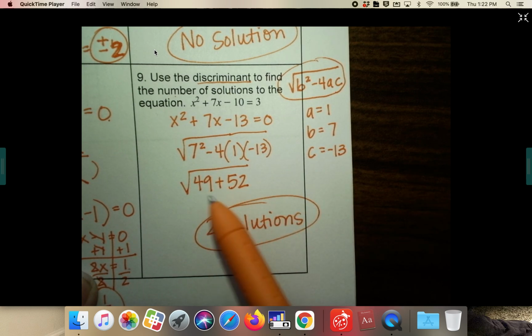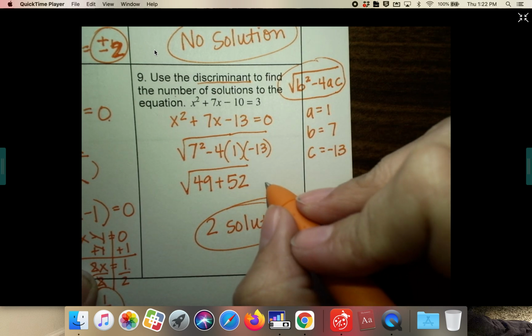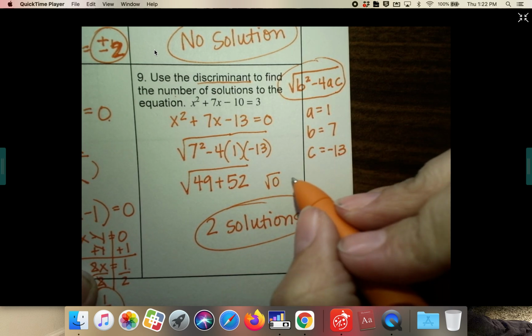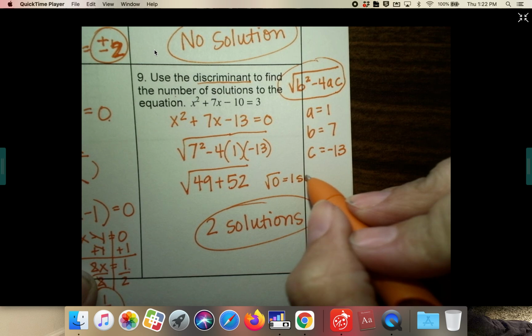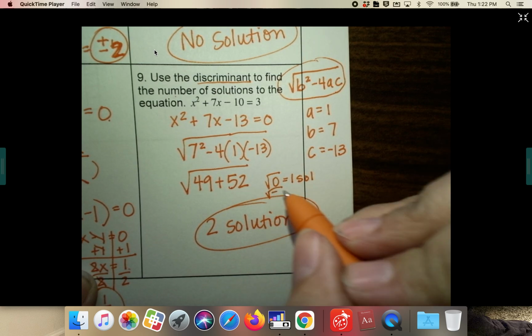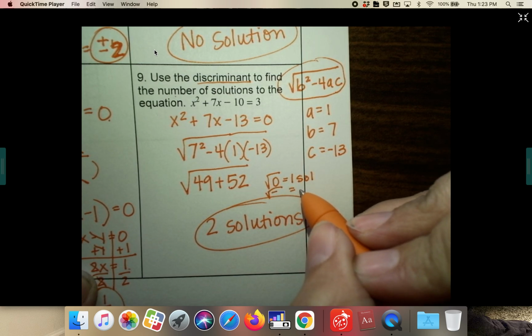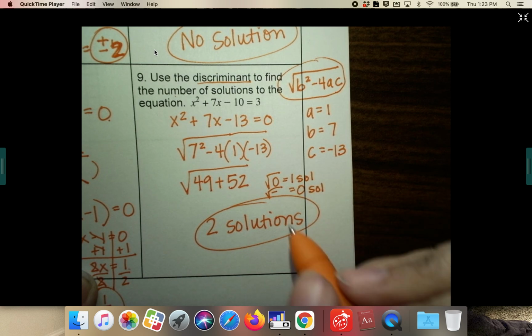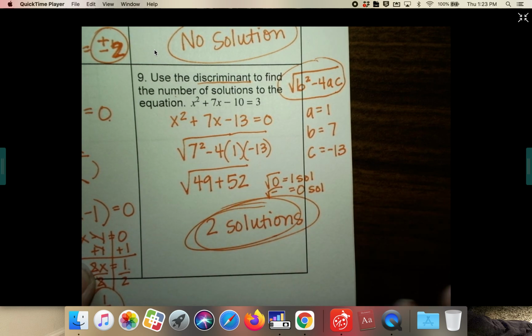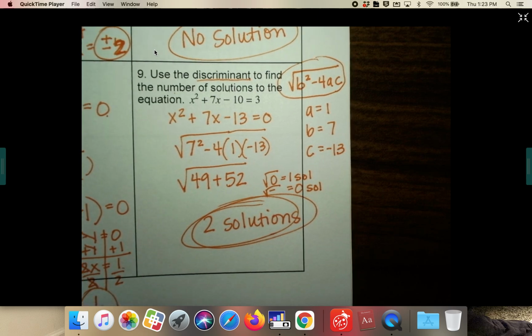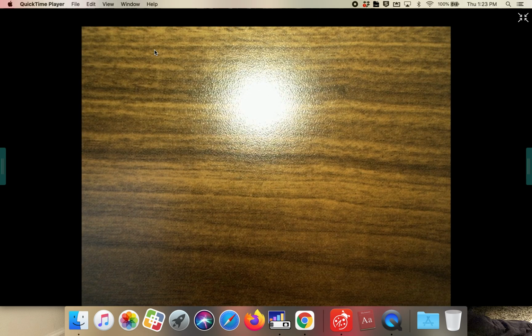Just a quick reminder, because I don't know on your test which one you're going to get, but if it's a positive answer under the square root, it's 2 solutions. If it's a 0 under the square root, it is 1 solution, and if it is a negative under the square root, it would be 0 solutions. So our answer is 2 because it's positive. All right, let's flip it over to number 10.